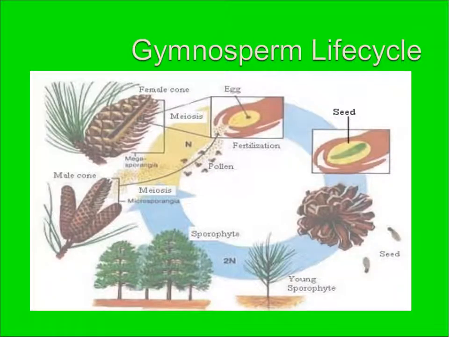Just an illustration that goes over the life cycle. So we have a female cone here in the upper left-hand corner. It creates its egg cells via meiosis just like we do. A seed would be produced. That seed would form a cone. The cone is then going to form a young sporophyte. The sporophyte has a diploid chromosome number. That sporophyte then will produce the male and female cones through meiosis. And again, it's the pollen from the male cone that would fertilize the female cone.